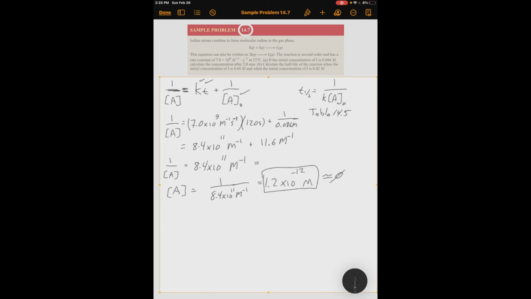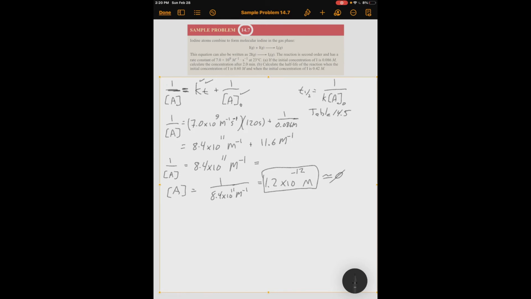If you think about it, we started off with 0.086 molar. We're down to 0.11 zeros and then a 1. So it's a really, really small concentration. Okay, and that's because the rate constant is large. The larger the rate constant is, the faster the reaction goes. So this reaction has just decayed away to the point where there's a very small amount of iodine left over.